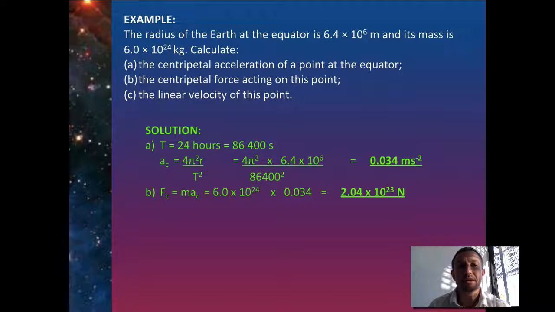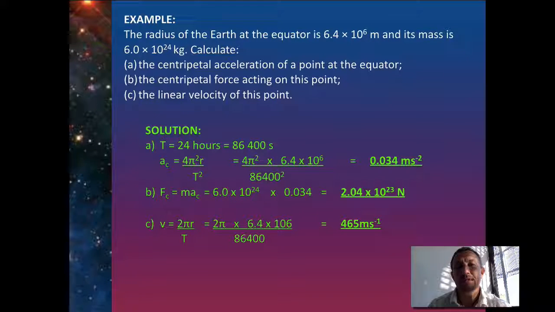So I've now found my centripetal acceleration. I've also found my centripetal force. Now I want to find my linear velocity. Well, we know that velocity equals 2 pi r over T. I know what my radius is. It's 6.4 times 10 to the power of 6, divided by the time in seconds, which is 86,400 seconds. So at a specific point on the radius of the Earth on the equator, I would be travelling at 465 metres per second.